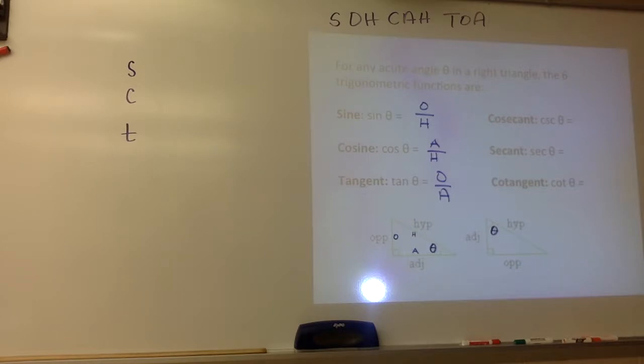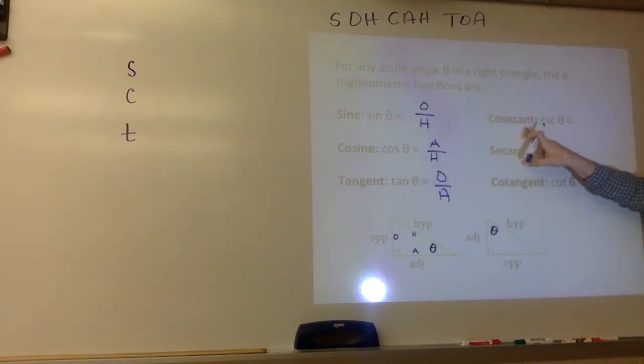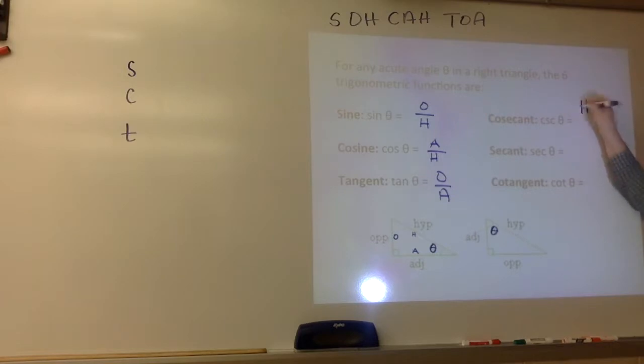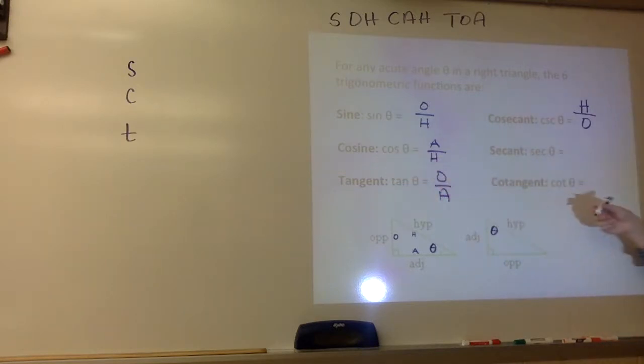We now have 3 other ratios that relate directly back to these 3. Sine, its reciprocal is called cosecant. The cosecant is going to be the hypotenuse over the opposite side. The secant is the reciprocal of cosine, so it's H over A. And the cotangent is the reciprocal of tangent, so it is A over O. I think tangent and cotangent sound enough alike, you know that they are related.